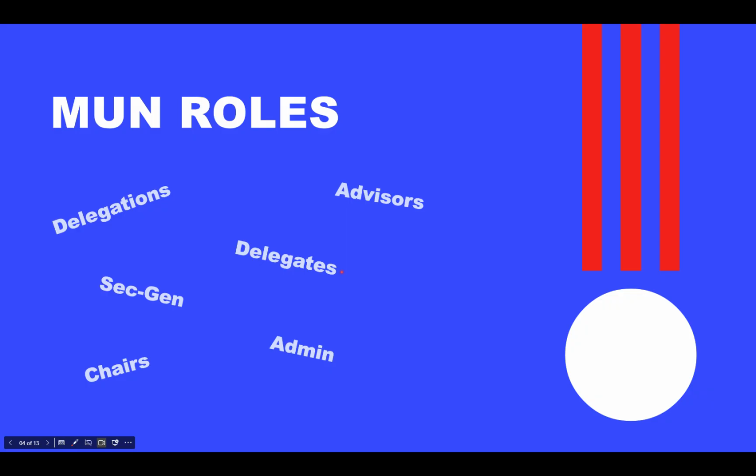So the next role that we have is the SecGen. You probably won't be seeing a lot of these during the conferences. We have 2 at our conference, but basically they make a speech during the conference. They don't get involved in debates in the rooms. They're just there to make sure that the room can run smoothly and the whole conference as a whole runs smoothly.